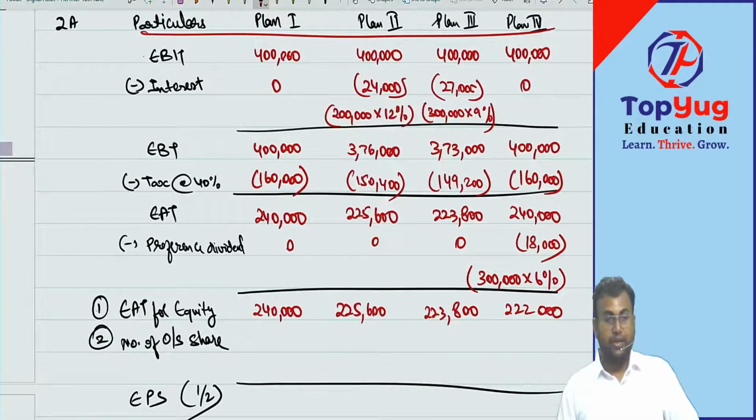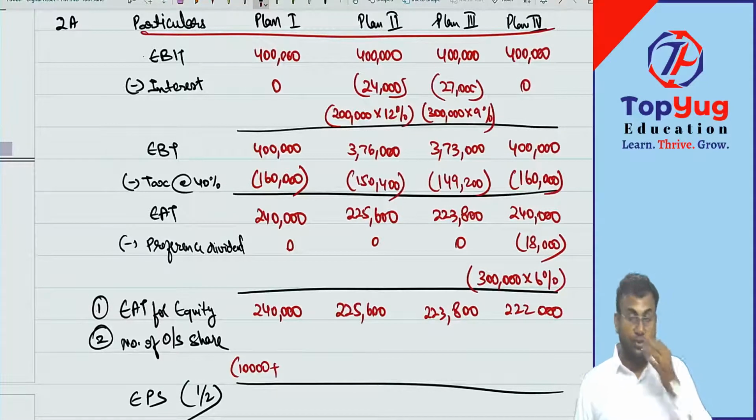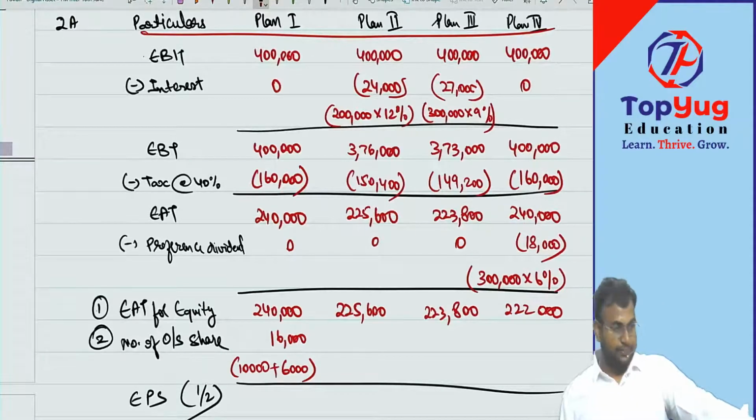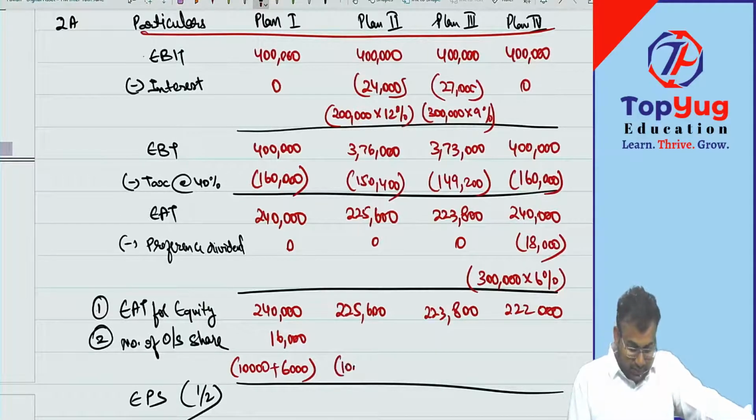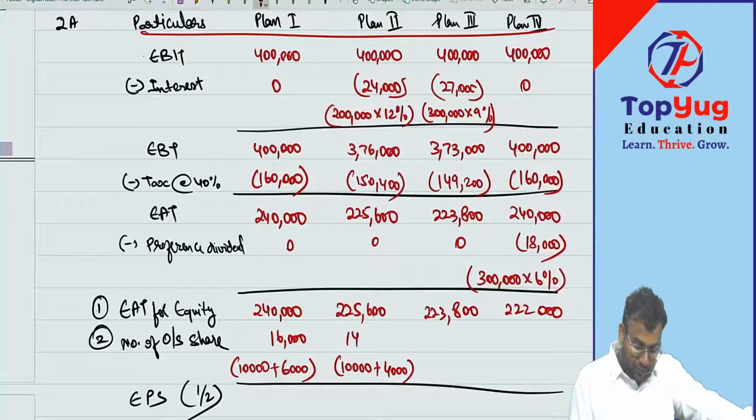Yes, let's calculate outstanding number of shares. 10,000 old shares plus 6 lakhs completely through shares. So how many new more shares? 6,000 shares. So total how much? 16,000 shares. Come to the next one. 10,000 old shares plus 4,000 newly issued shares. So it will be 14,000 shares.